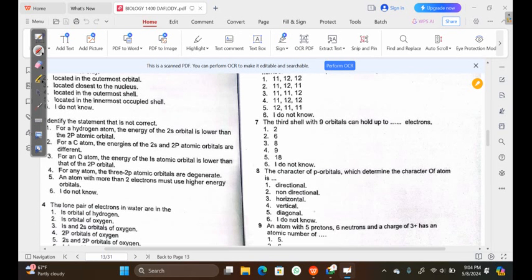Question 8. The character of p orbitals, which determine the character of an atom, is directional, non-directional, horizontal, vertical, or diagonal. So what is the character of p orbitals?